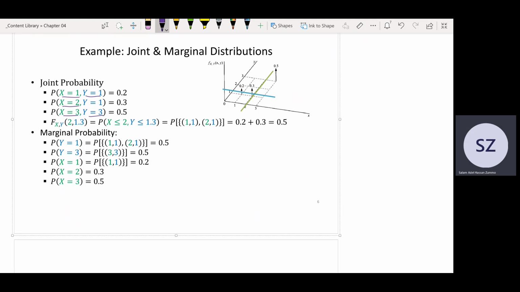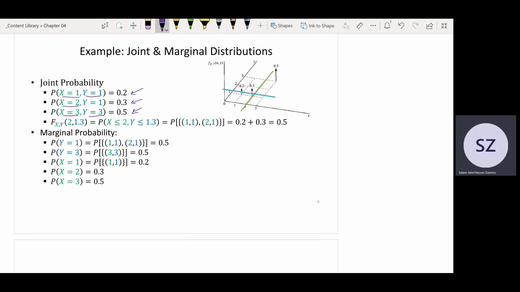X equal 1 and Y equal 1 is 0.2. X equal 2 and Y equal 1 is 0.3. X equal 3 and Y equal 3 is 0.5. And the rest of the points in the two-dimensional plane are impossible. We cannot have them. So we have 3 possible ordered pairs: (1,1), (2,1), and (3,3). If you look at X alone, you have 1, 2, and 3. If you look at Y alone, you have only 2 values. So now we have this joint probability.